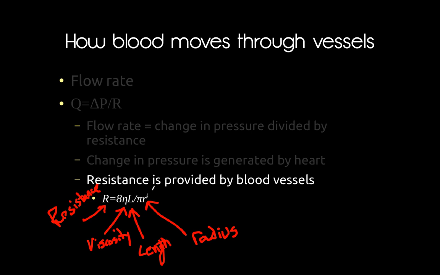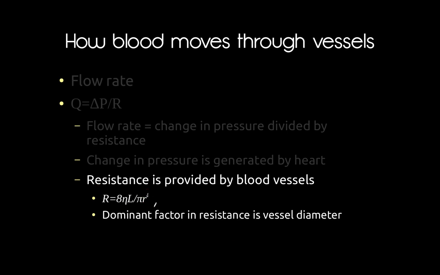So there's one thing that I want you to notice here, which is this fourth power right over here, over the radius. And what that means is that the dominant factor in resistance is really the vessel diameter. So we can change the resistance very quickly by changing the vessel diameter.